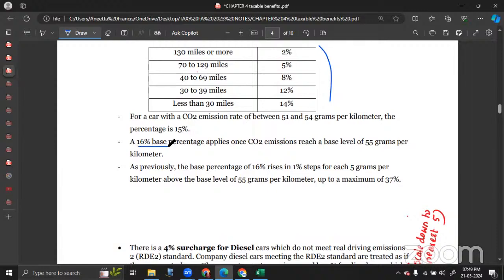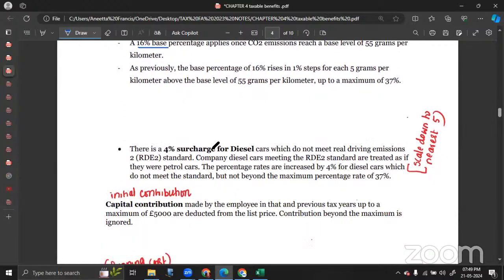And if the percentage is above 16, as previously, there will be an increase in the rate. So that is 16% plus the CO2 emission minus 55 divided by 5 will be added to 16%. And keep in mind, if it is a diesel car, there is a 4% surcharge if RDE2 standard is not met. But always keep in mind the maximum percentage is 37. If you get an answer above 37, please round down to 37.